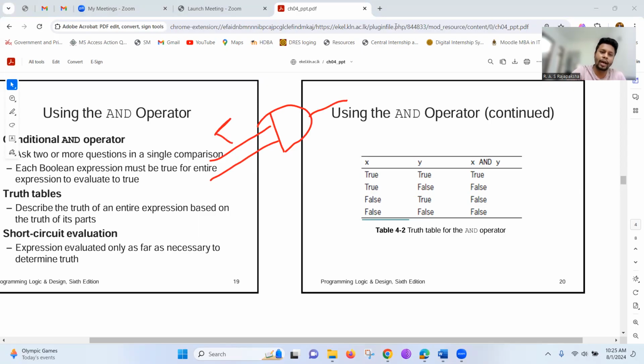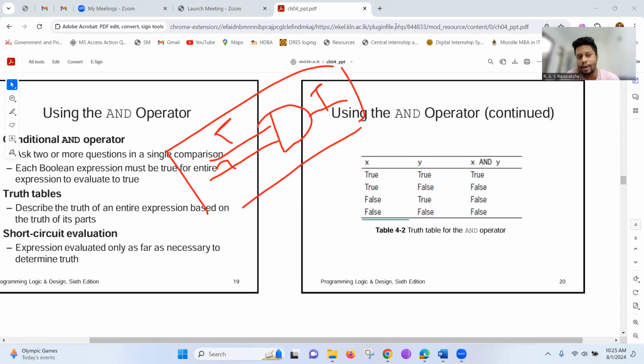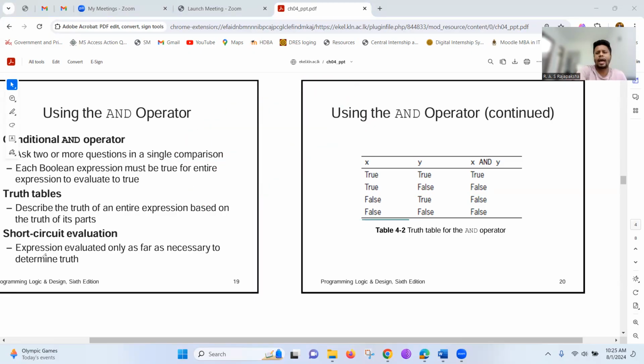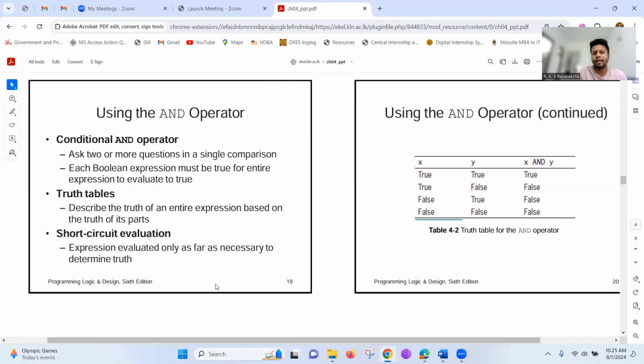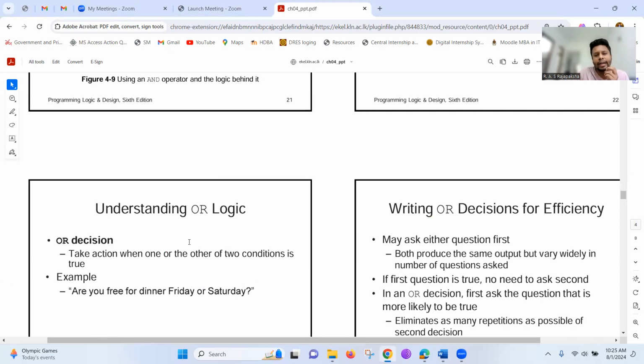Yes, true and true, you have the true. This is the circuit you can draw. I am not going to discuss those things. Why? Because you know all the things. This is the same as before. So AND logic works like this, but the next thing is the OR logic.